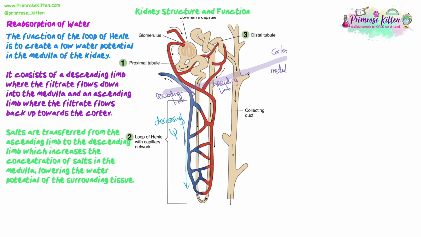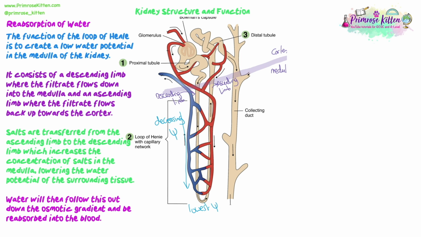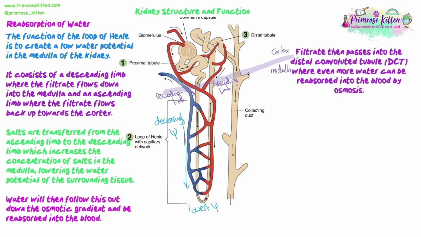It decreases as you go down, and the lowest water potential will be here, towards the apex. Water's then going to follow this, so through osmosis we've created a really low water potential in the tissue outside of the loop of Henle. Water will follow it out down the osmotic gradient, and because you can see there's this network of capillaries wrapped around it, that will eventually make its way back into the blood. We're going to look at that in more detail in a second because you need to be able to explain exactly how that happens, but let's just have a look at what happens after it comes back up the ascending limb.